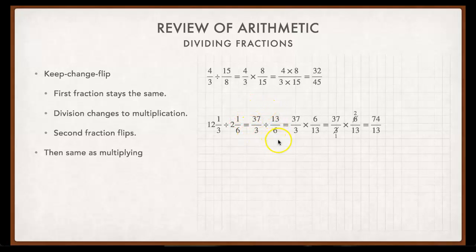Now we've got division of two fractions. Keep the 37 over 3, change division to multiplication, and flip 13 over 6, and it becomes 6 over 13. Now we can simplify. 37 is prime, and so is 13, but 3 and 6 can both be divided by 3, so we'll divide them each by 3. 3 becomes 1, 6 becomes 2, 37 times 2 on the top, 74, 1 times 13 on the bottom, 13. Since 13 is prime and it doesn't go into 74, we know that we don't have any simplification left to do.